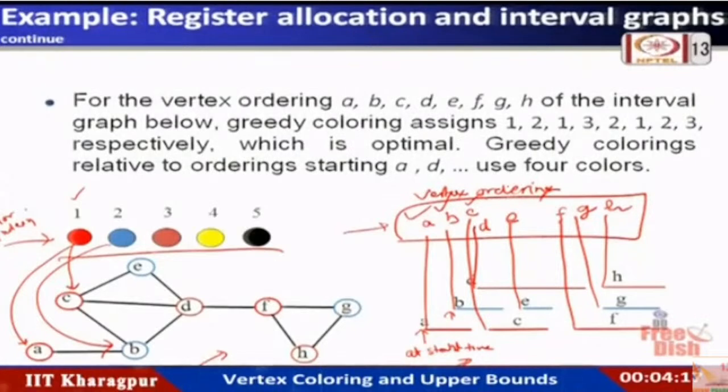As far as D is concerned, D is the neighbor of C and B. C has color number 1, B has 2, so the third color is given to D. Similarly, E is a neighbor of C and D. C has color 1, so color 1 cannot be used, and color 2 is the smallest one, so color 2 will be assigned to E. As far as F is concerned, F will be given red, and all the colors will be assigned as we have shown in this figure. This coloring, obtained with this vertex ordering in the interval graph, is optimal, and it uses only 4 colors.